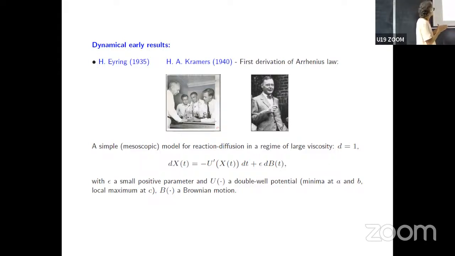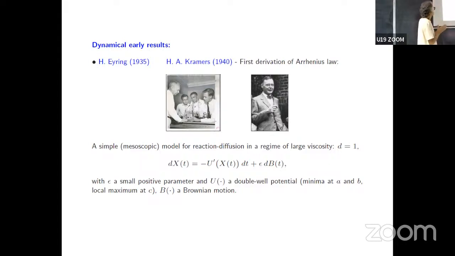So you have a simple model for reaction diffusion where you have large viscosity. That means the diffusion is very small. So it is just an Ito equation in our terms nowadays. So dx is minus u prime, where u is a potential. And here you have noise, stochastic noise, which is epsilon dB. So it's an Ito equation given by that.